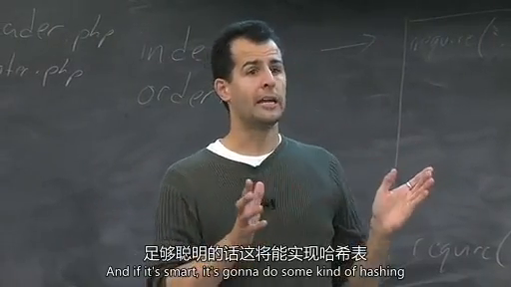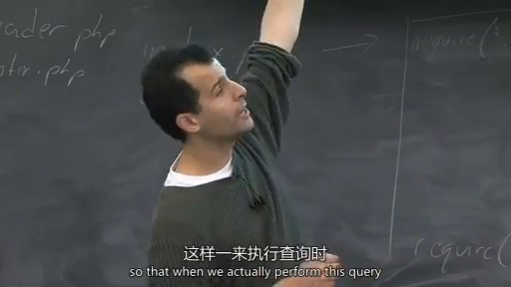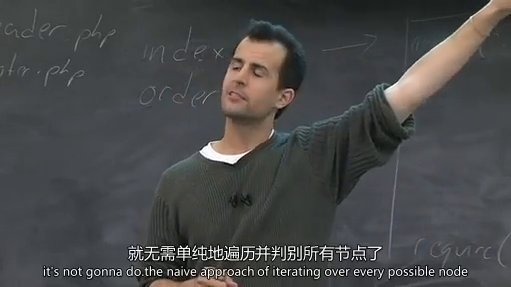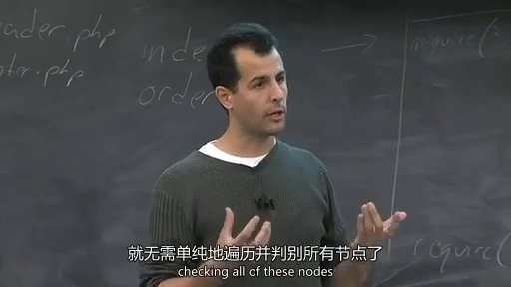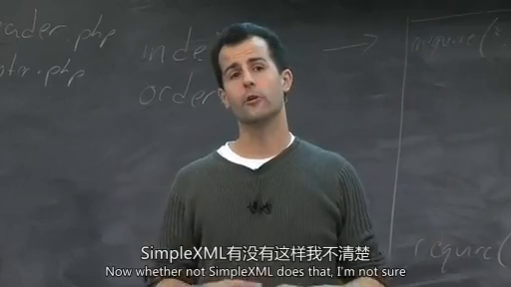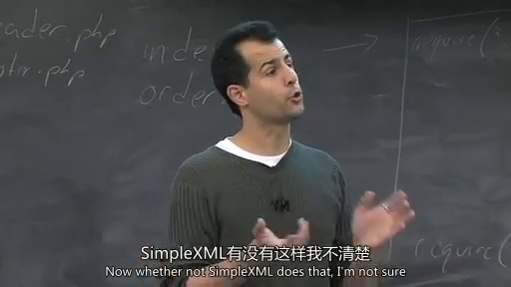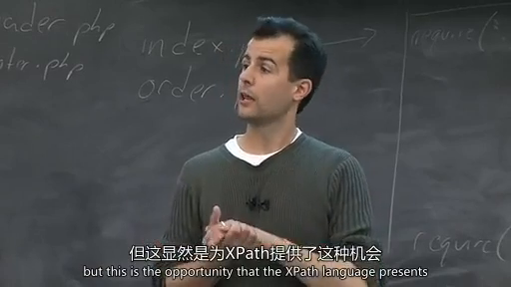And if it's smart, it's going to do some kind of hashing. It's going to remember which nodes are where, so that when we actually perform this query, it's not going to do the naive approach of iterating over every possible node, checking all of these nodes. It's going to use some fancy lookup table that it conjured up. Now, whether or not SimpleXML does that, I'm not sure. I've not looked at its own source code, but this is the opportunity that the XPath language presents.